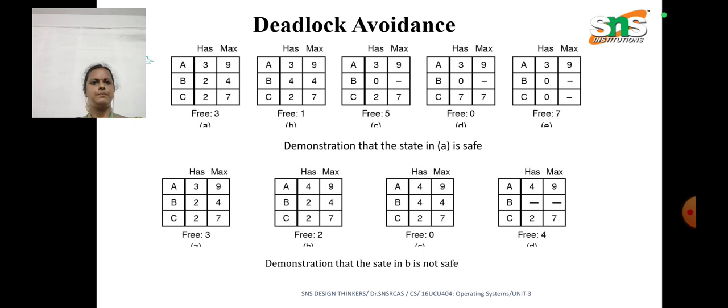This is the demonstration that shows the safe zone. First there should be free space, and then we have to find the maximum states, and then it is given by the demonstration that shows B is not safe. The first one depicts that A is in a safe state, and the next picture demonstrates that B is in a not safe state.